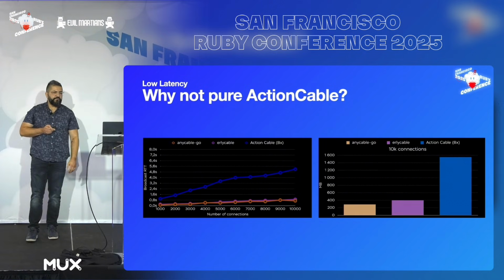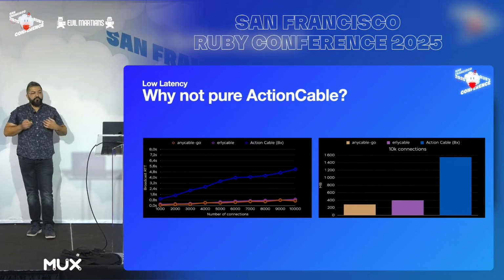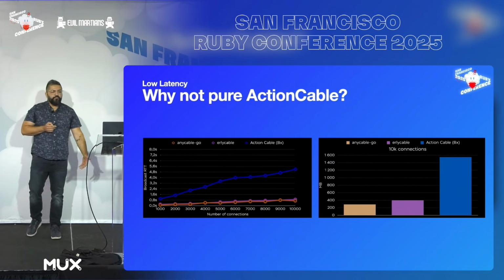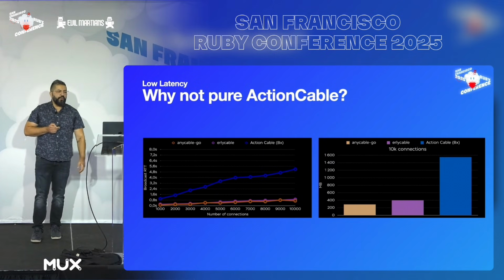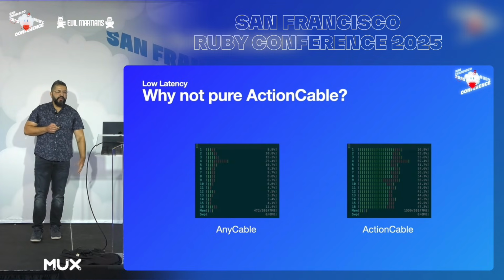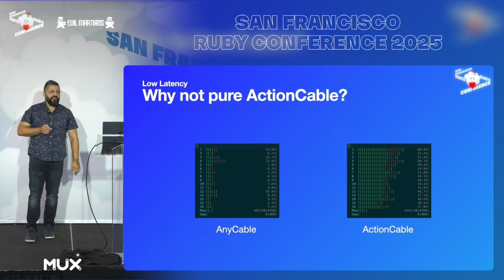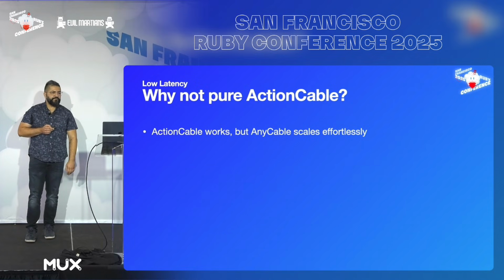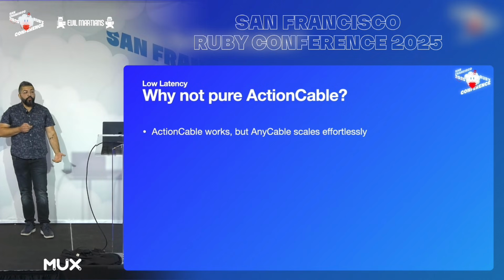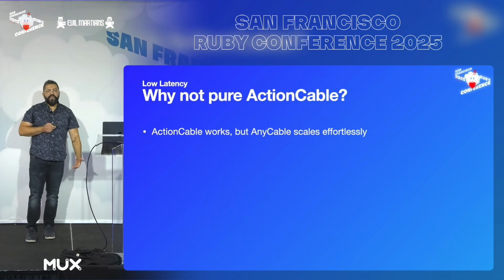In addition, Rails is awesome, but it's pretty heavyweight. As you scale this up, it is definitely going to take up a lot more memory. AnyCable, again with a single node, can keep the memory extremely low as it's operating. And then CPU usage. As you get to 10,000 connections, you're just starting to max out what ActionCable is capable of. AnyCable just kind of takes it with no sweat. So ActionCable works, but AnyCable scales pretty effortlessly.